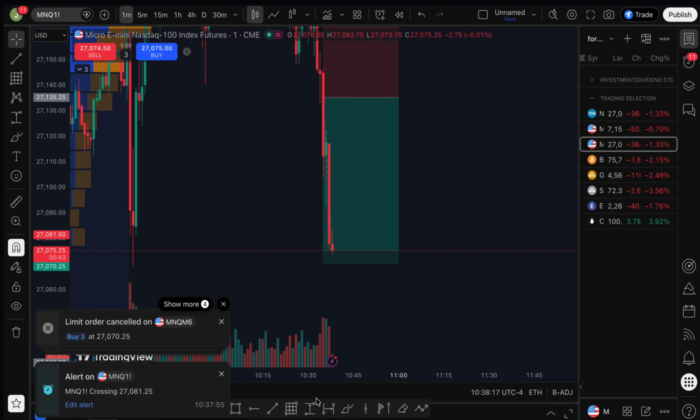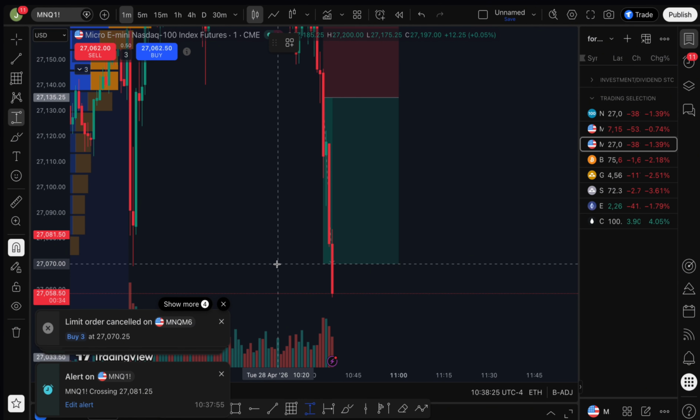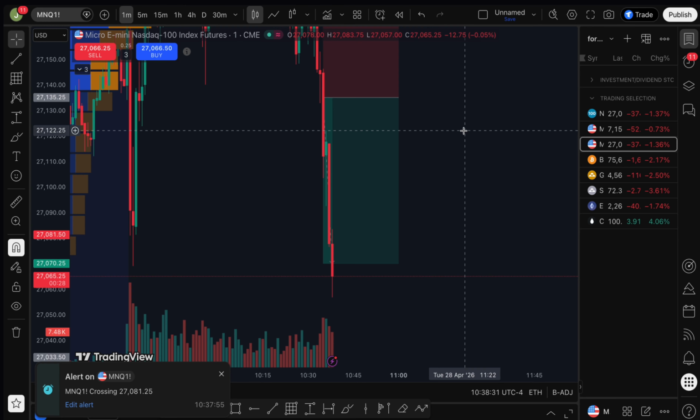Oh, 76. Let's see if it hit full TP. I think it will. Oh, 76. Let's see. It did hit full TP. That's fine. 76. Give away 5 points. Full TP in 2 minutes.